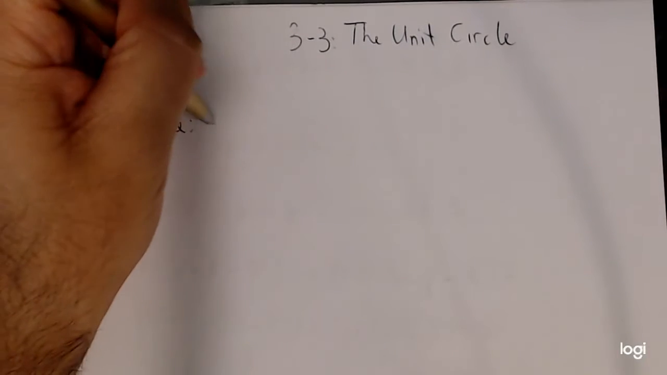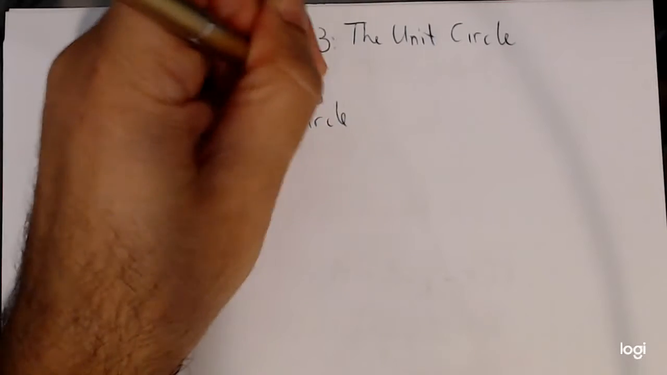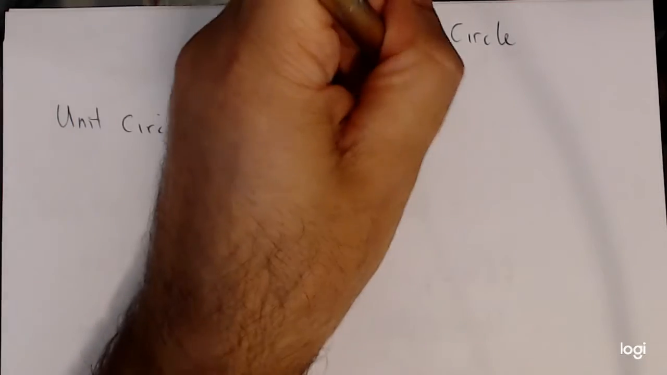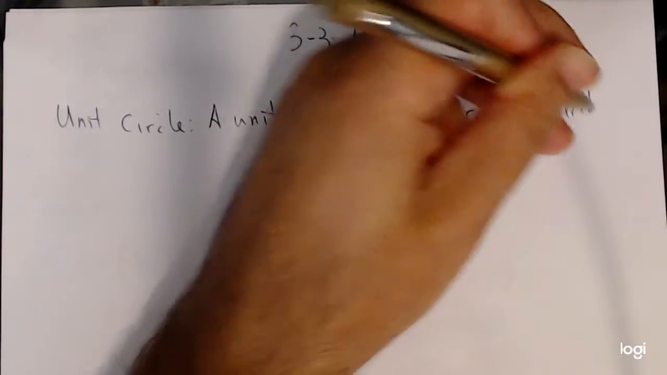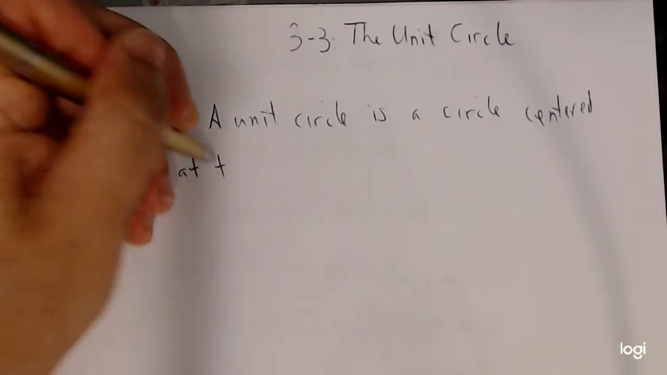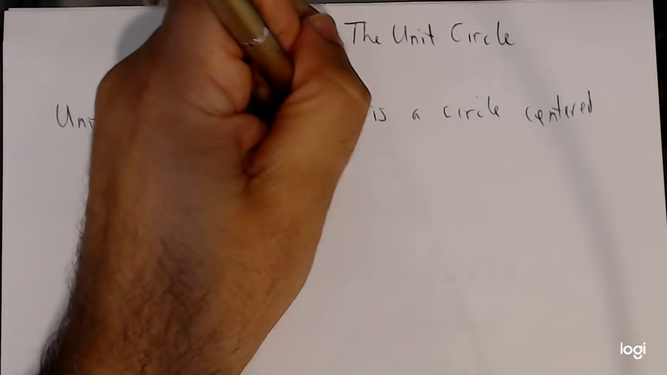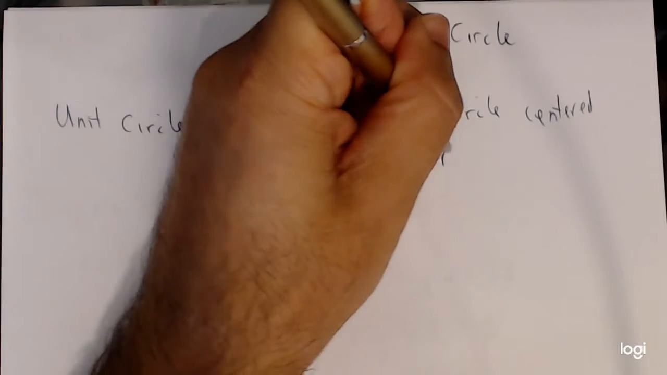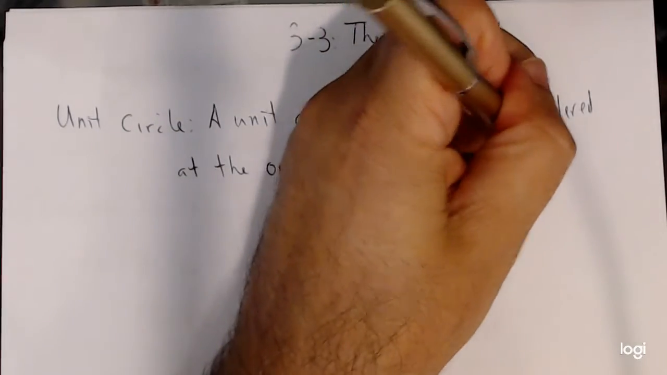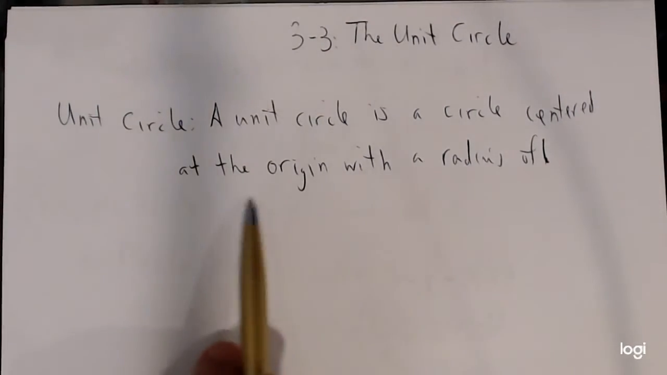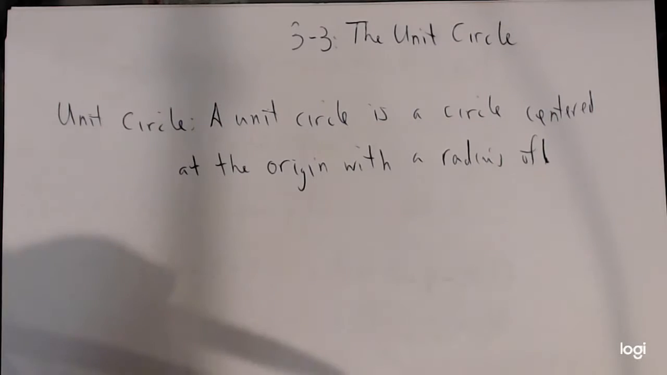So a unit circle is a circle centered at the origin with a radius of 1. So if you think about it, when I say we're going to work with the unit circle, we're literally going to use the idea of creating angles moving along a unit circle to determine kind of our trig functions.